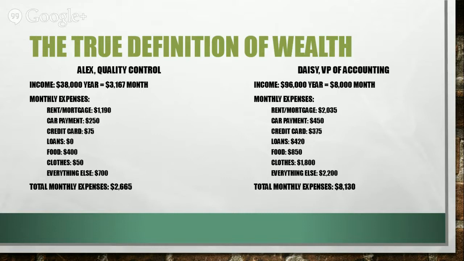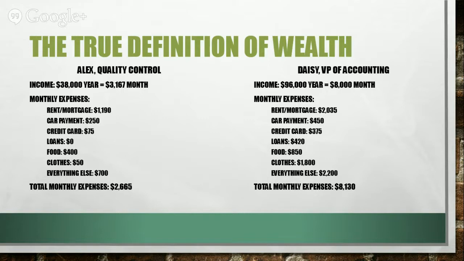She went to school. She actually received her MBA. So Daisy actually spends about $420 a month just to try to pay off her school loan. On food, she doesn't really cook much. She does have a family, so she's a single mother. She spends about $850 on food a month. Clothes, she spends about $1,800. Some of this might be her clothes. Some of this might be clothes for her kids.